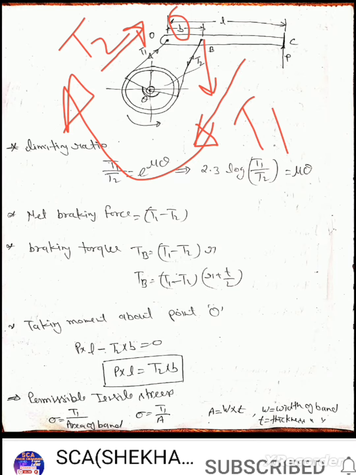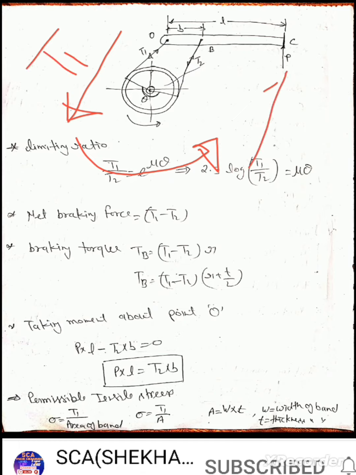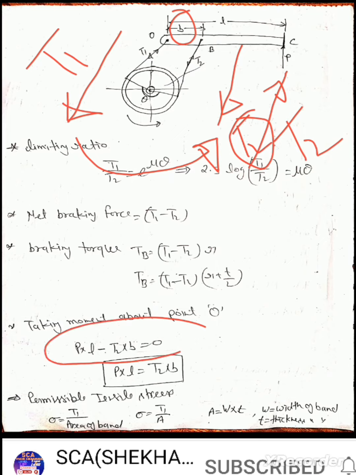Now in this case the wheel rotates anti-clockwise, so the band enters from this side, so this side will be T1, and leaves at this side, so this side will be T2. So the tension is in the opposite direction, so this will be T2. So T2 into B will be counted for this condition. So we obtain P into L is equal to T2 into B.